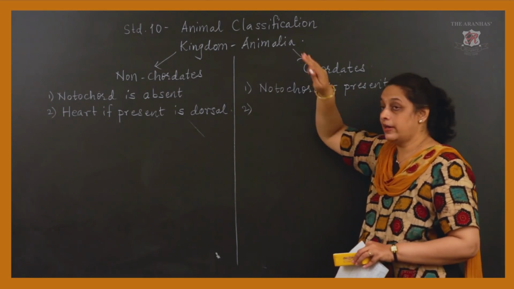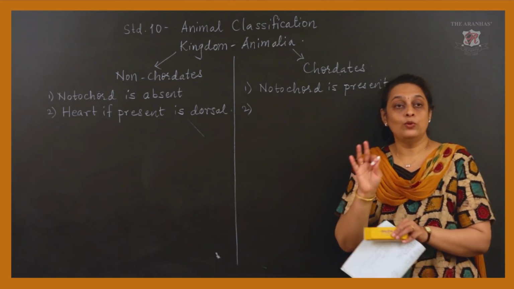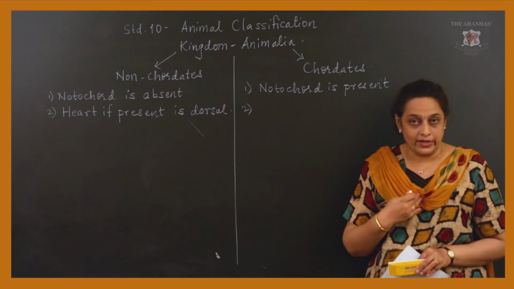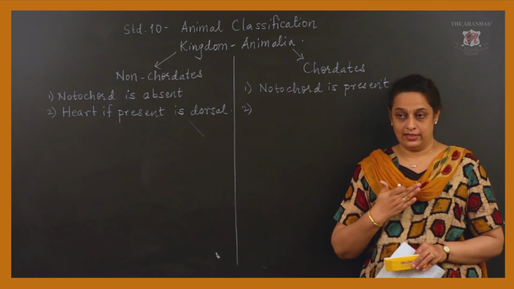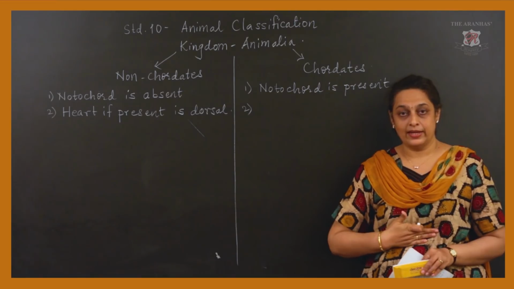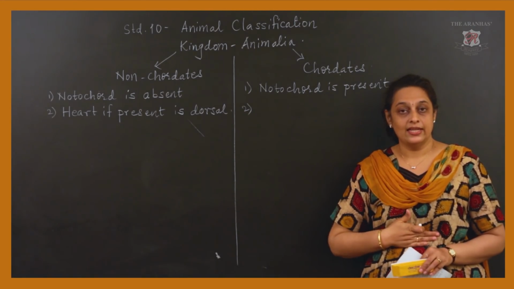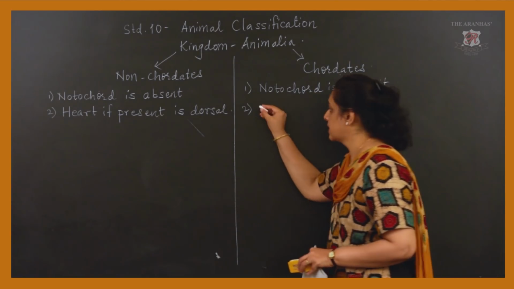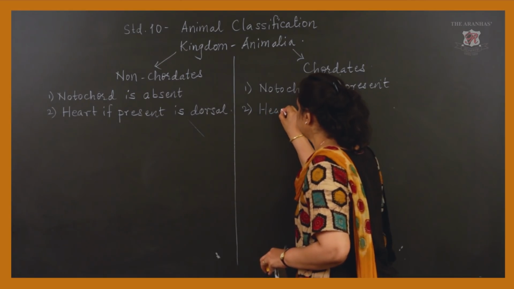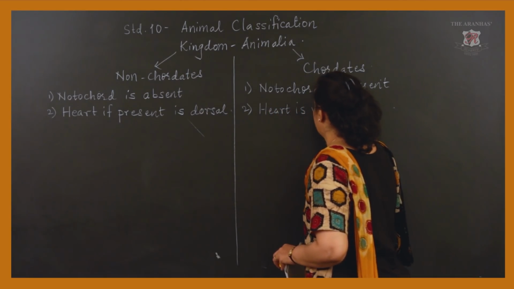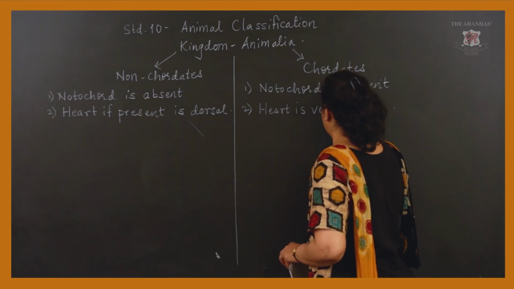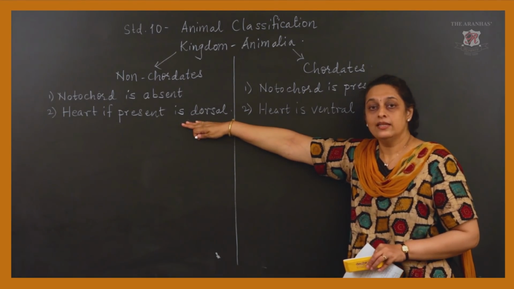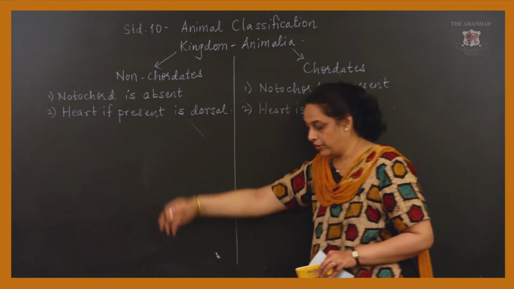Whereas in chordates, now how to remember this particular point? Human beings, that is, we are chordates. Where is our heart? This side, front side, correct? Now this front side is the ventral side. So in chordates, the heart is ventral, and exactly opposite in non-chordates. Next point of difference.